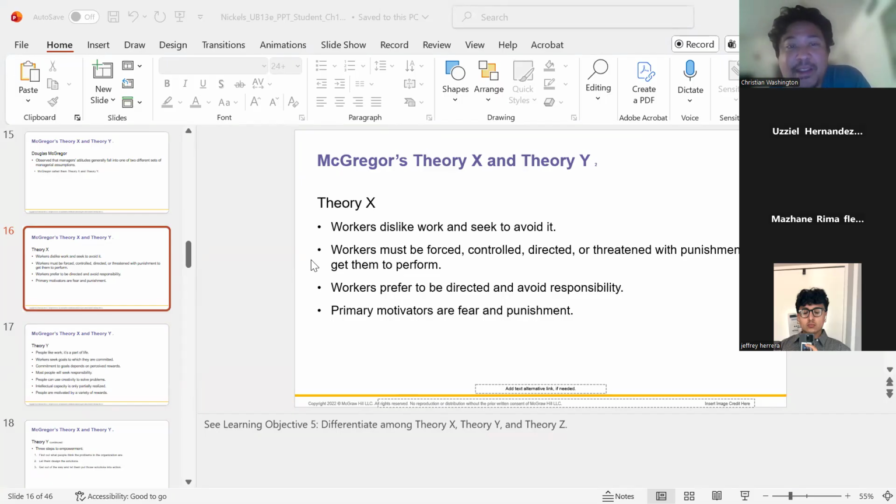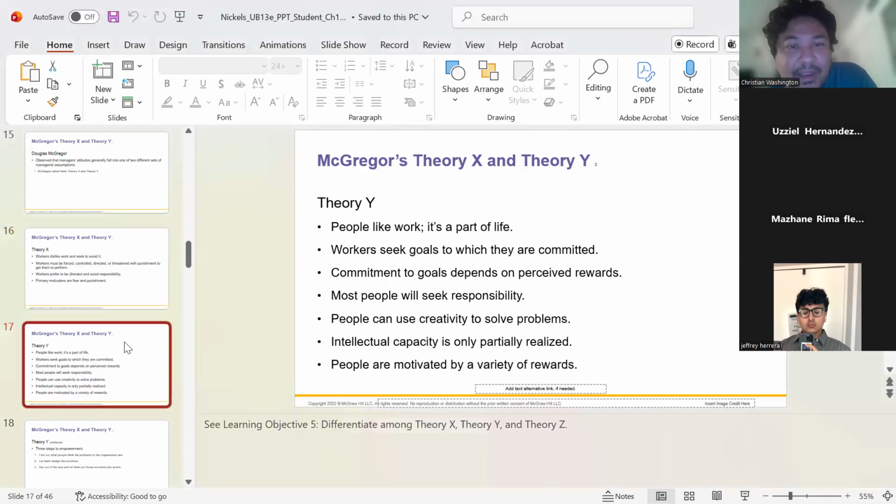My 2 cents, right? This is not a McGregor theory. This is my 2 cents. Primary motivators are fear and punishment. Fear and punishment only work effectively if the person you're trying to motivate, the employee, is adversarial to you. Okay? So what does that mean, adversarial? That means that they're not with you or working with you because they're committed to the company's goals.